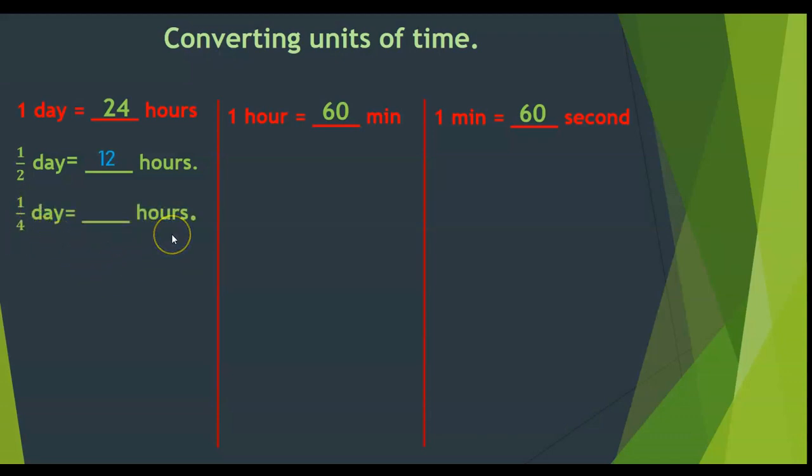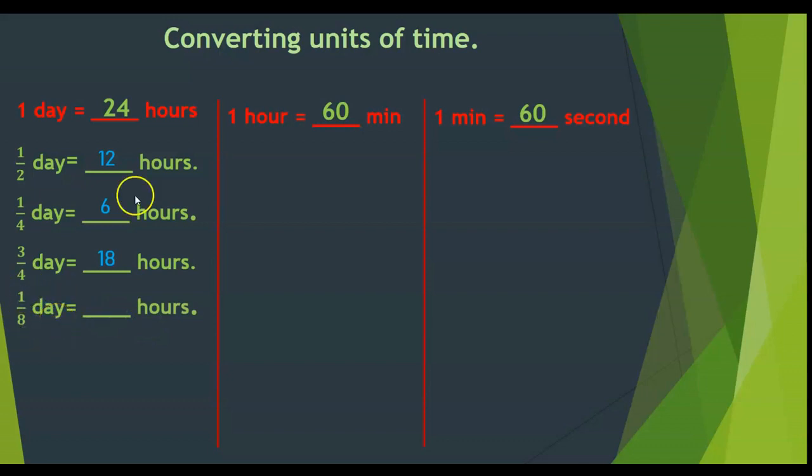1 quarter of the day has 6 hours. When you divide the 24 by 4, you will get 6. When you divide the 24 by 2, you will get 12. What about 3/4 day? 1/4 of the day equals 6 hours, then the 3/4 of the day will be 18 hours. Or I can do it as a fraction of an amount. I will divide the 24 by 4 to get the 1/4, which is 6. Then I will multiply it by the 3 to get the 3/4, which is 18. 6 times 3 equals 18.